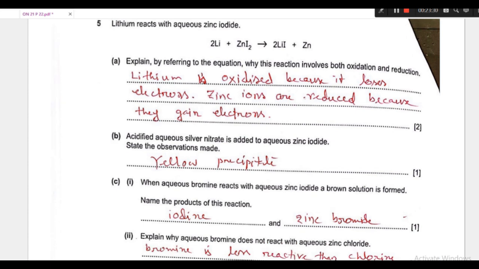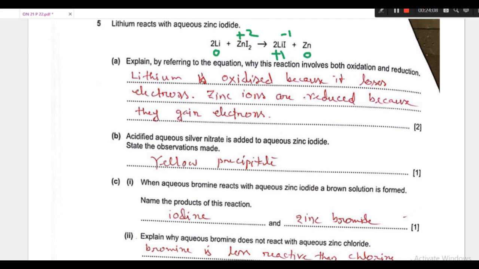Okay, next one. Lithium reacts with aqueous zinc iodide. Lithium iodide plus zinc is formed. Explain by referring to the equation why this reaction involves both oxidation and reduction. You know, lithium here has oxidation number 0, here lithium plus 1, iodide minus 1, zinc here plus 2, here 0.